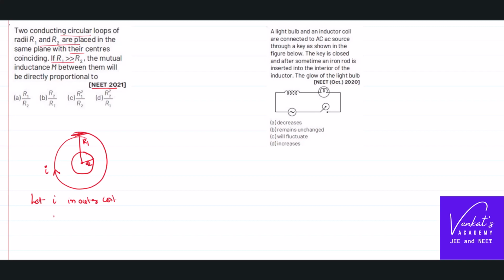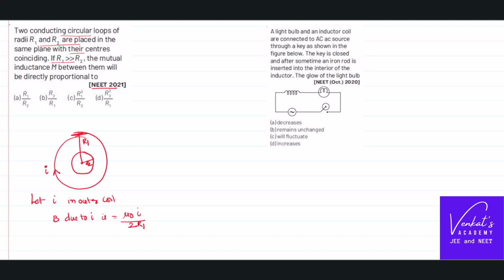So B due to I in the coil is given by a formula: the magnetic field at the center of a circular coil is mu naught N I by 2R. That is mu naught, the number of turns N is 1, current is I, by 2R. Since we are talking about the outer conductor, that will be R1. That will be the magnetic field.